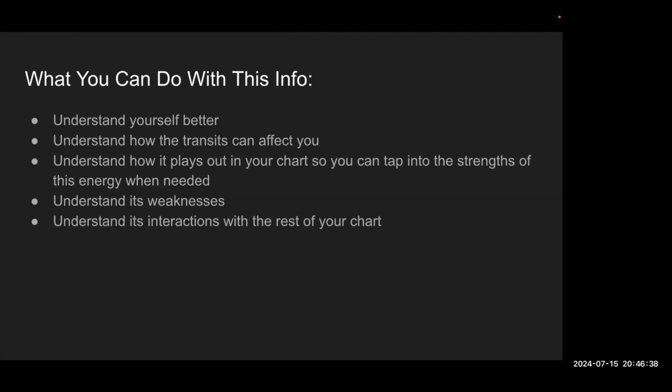Now, weaknesses aren't a bad thing. It's just more so understanding where we could be more mindful or where we could work on skill development potentially. And understand its interactions with the rest of your chart. So, how does your chart ruler play out with the other planets and the other areas of life? Because we talked about one area of life today. How does it impact other areas of life, which is so important? So, that's things that you could do with this information moving forward.